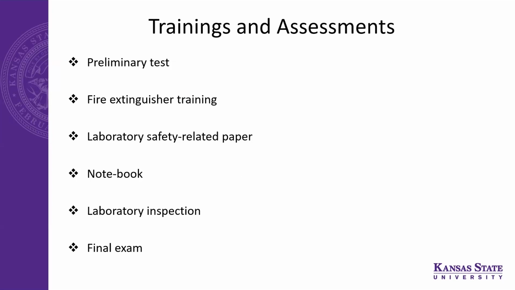This is the type of training we give throughout the course and how they are evaluated. Before they begin the class, I give a preliminary test, because there's a departmental requirement to see their progress after one year of taking this course. So I give the same test the next year to evaluate whether they have progressed. EHS helps us with fire extinguisher training. And they are required to write a laboratory safety related paper based on an accident in the last 5 years which involved a chemical spill or an accident in a laboratory.